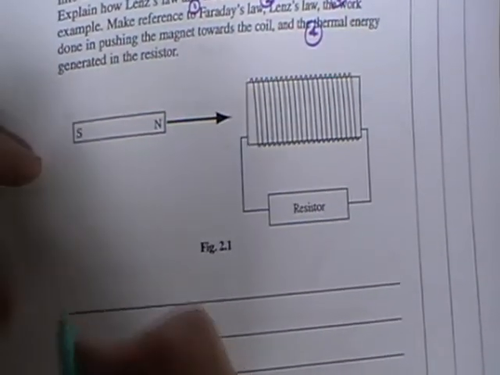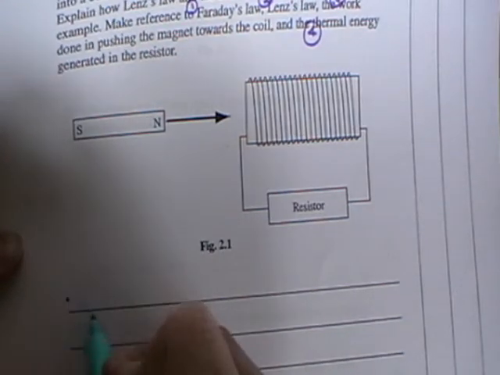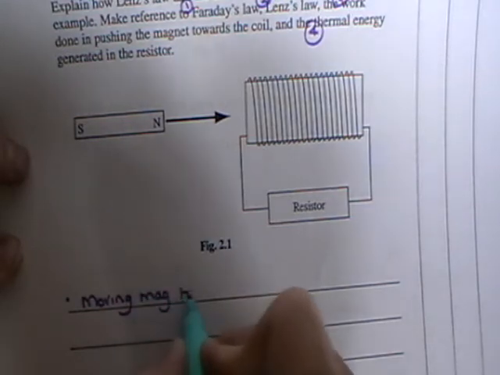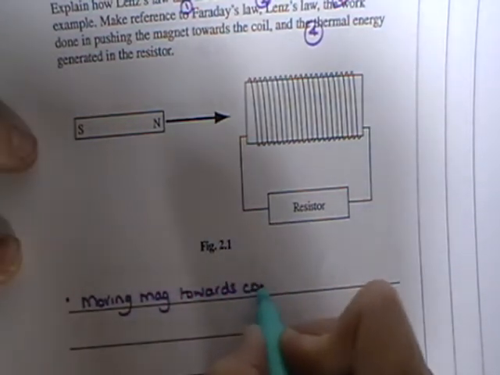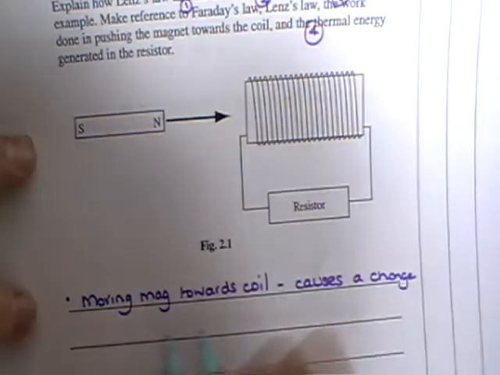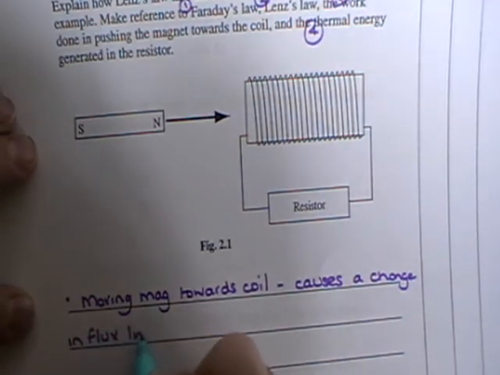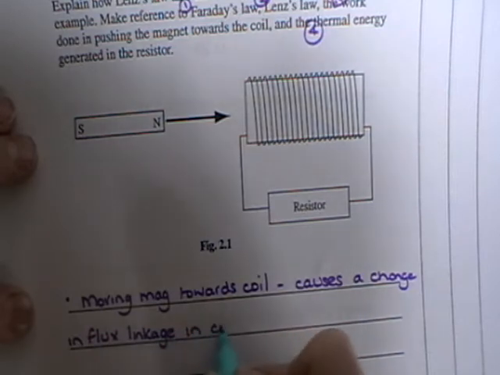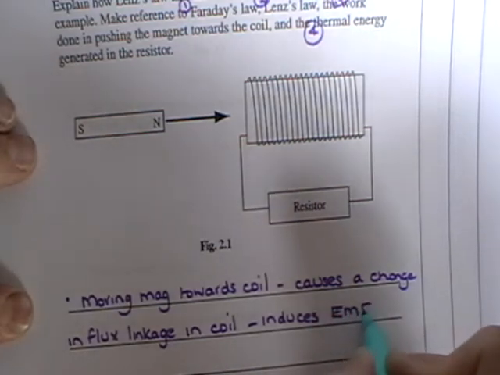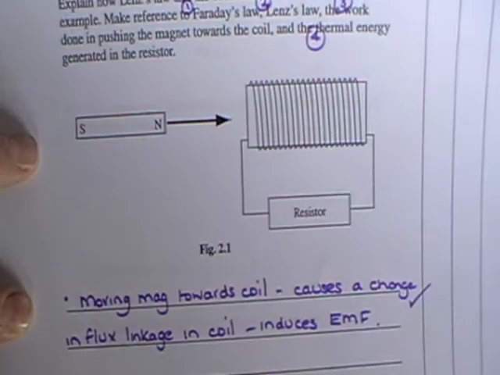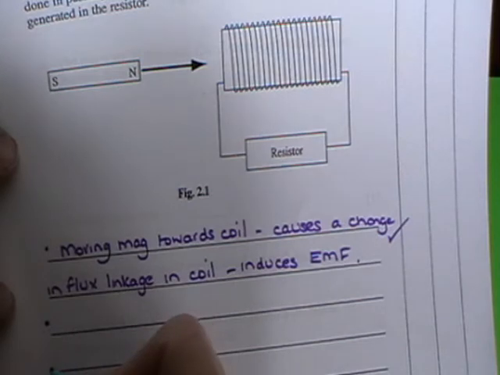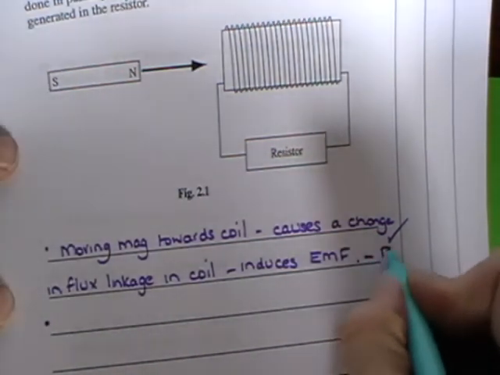So the first thing that we're going to say is something about moving the magnet towards the coil causes a change in flux linkage in the coil and induces an EMF. Now you have to have this explanation, and that's for 1 mark, and then you have to have 3 other points. Next point then, you could say that that's Faraday's law.